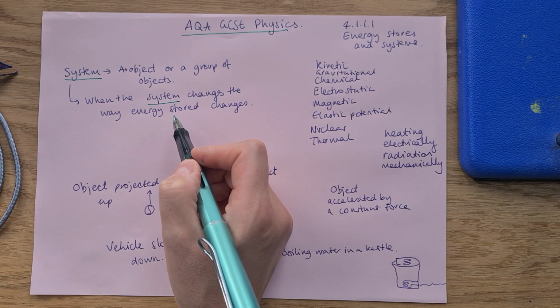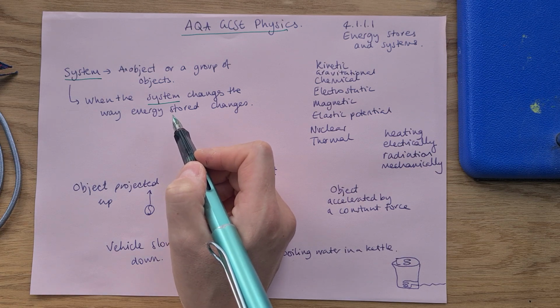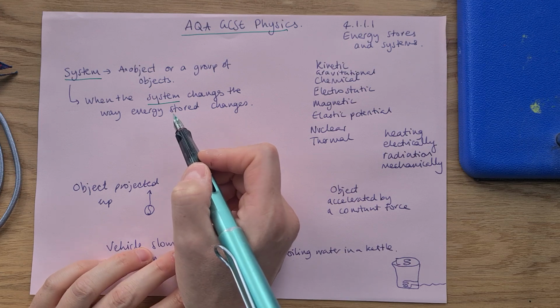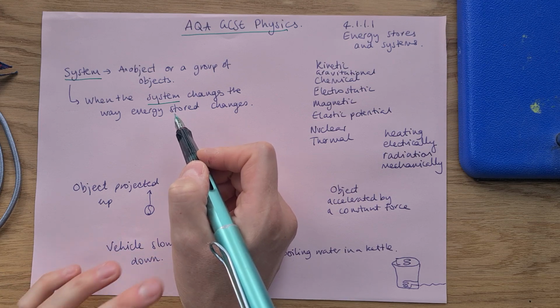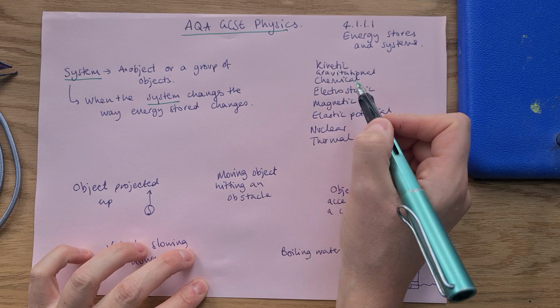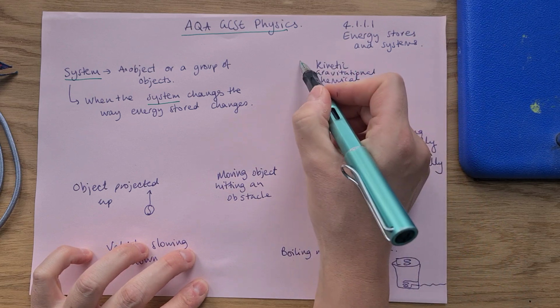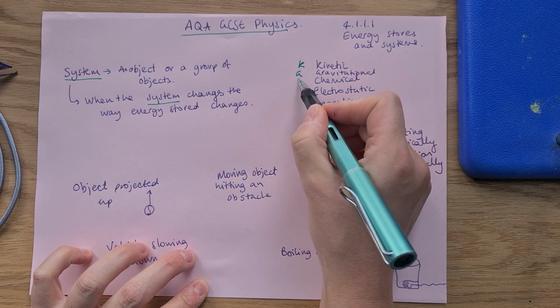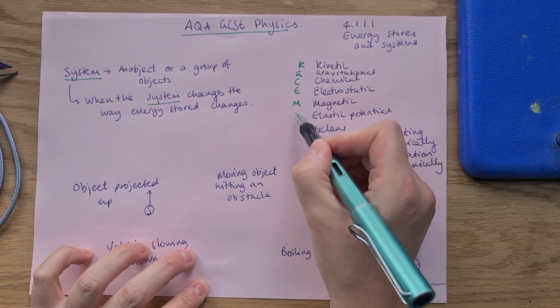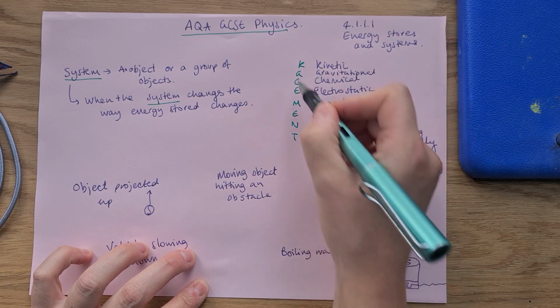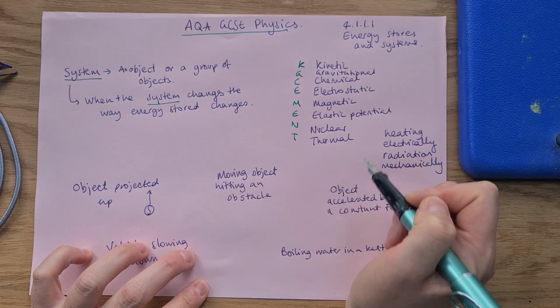Now, there are 8 ways that energy can be stored, 8 stores of energy that we define. This has changed a little bit, so you might have done different ones in Key Stage 3. These are the ones that we currently use. Now, there's a handy way of remembering them, a little mnemonic: Kilogram of cement. So a kg of cement, and then you can remember that.